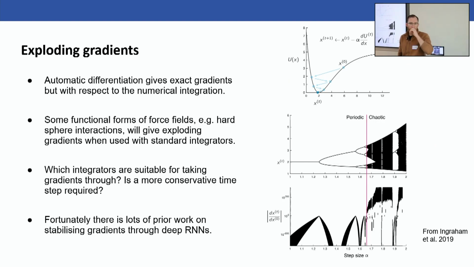Another issue to deal with is exploding gradients. As I'm sure we're all familiar with, AD gives numerically exact gradients, but it gives those exact gradients with respect to the actual numerical integration, not with respect to the physical simulation that you're trying to model. And that can lead to problems. If you imagine you have a particularly hard potential, for instance, a hard sphere potential with billiard balls bouncing off each other, those can give exploding simulations just running forward mode. So you have to use clever simulation methods there. But certainly when you're doing AD through these simulations, they can really be prone to explosion.